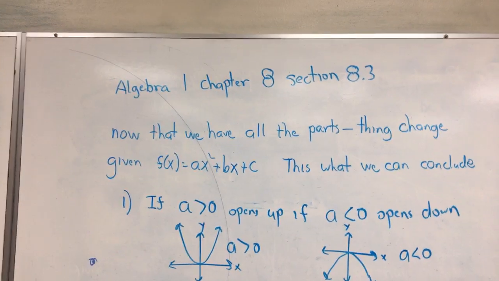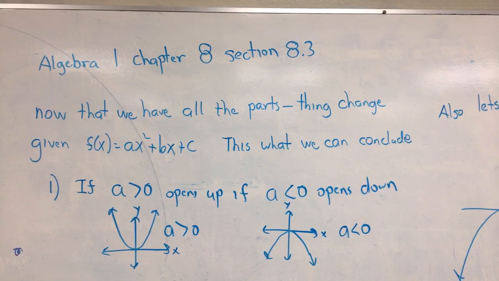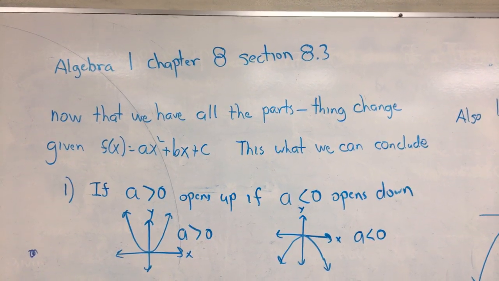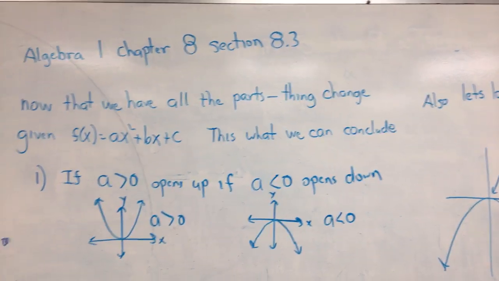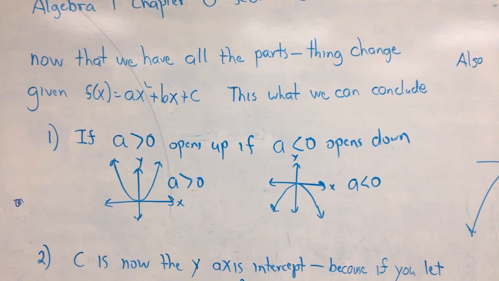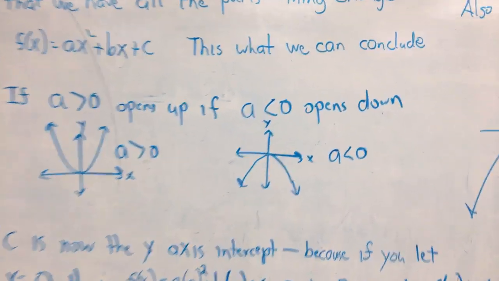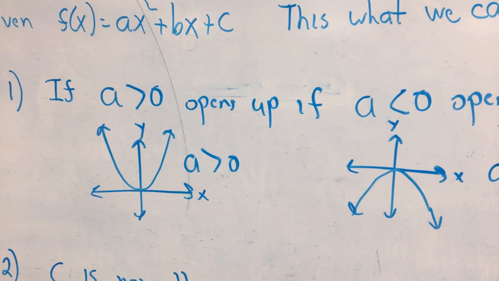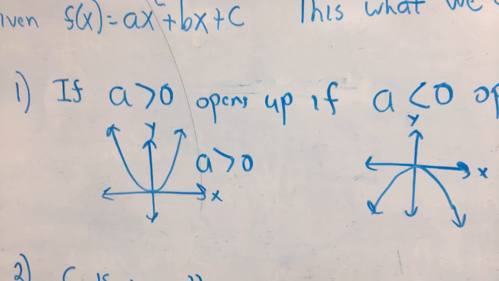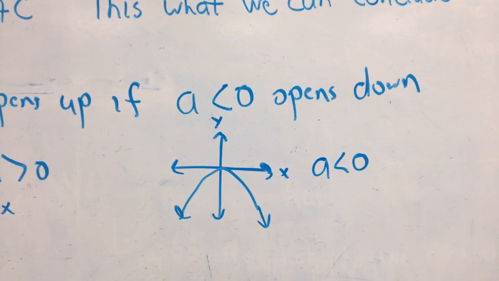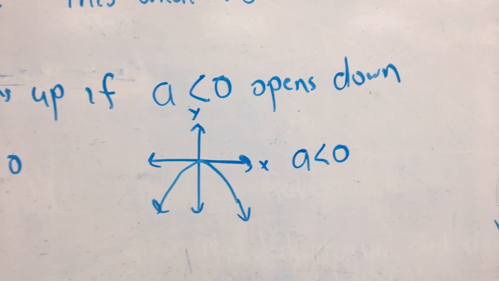Okay, so now that we have all the parts, things change. Given that f of x is equal to ax squared plus bx plus c, that's the general quadratic, this is what we can conclude. If a is bigger than 0, it's still going to open up. If a is less than 0, it's going to open down. Notice that if I just have f of x equal to ax squared, the vertex is at the origin. Or if I have f of x equal to negative ax squared, the vertex is at the origin, but now it just opens down.